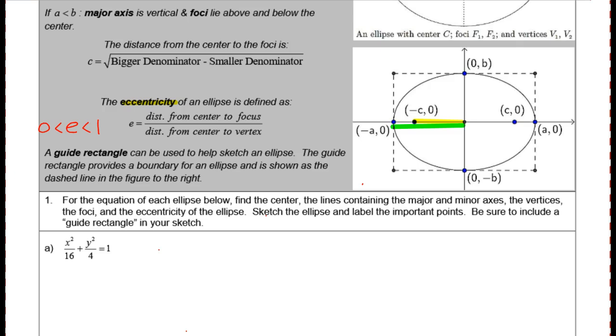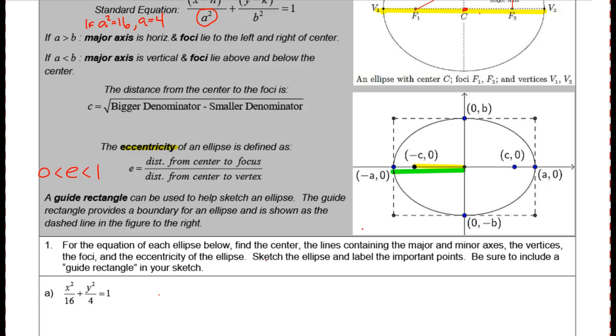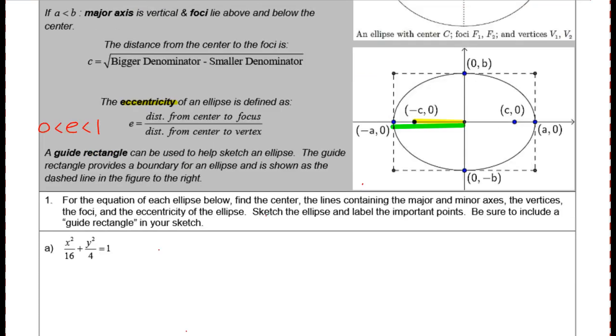Last thing I'll talk about here is this idea of a guide rectangle. The guide rectangle really is just an outline that gives you a boundary for the ellipse. The ellipse falls within that guide rectangle, so that's what the guide rectangle is for. And you draw segments perpendicular to each axis through the two vertices, and then those two points there on the minor axis.